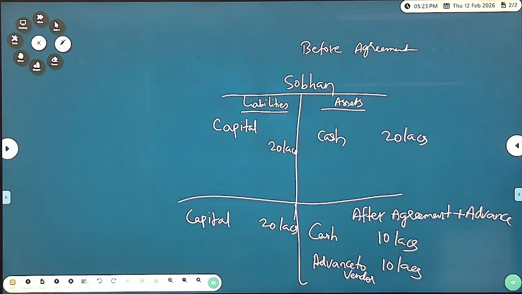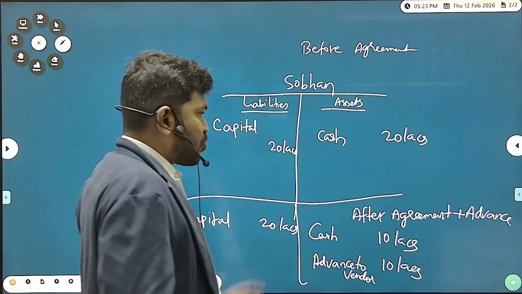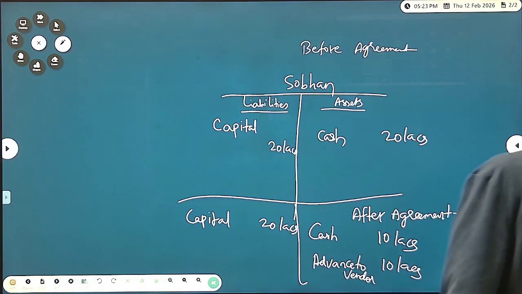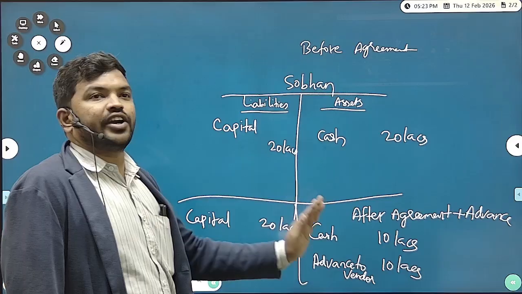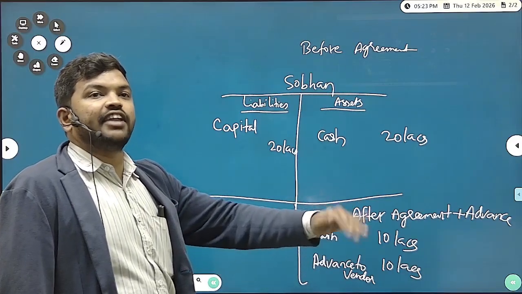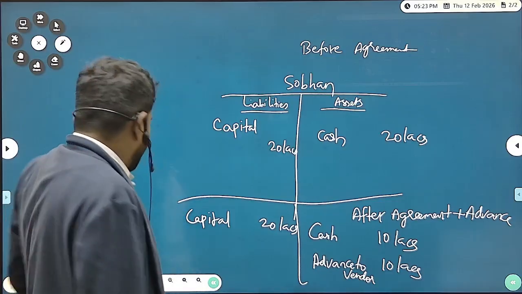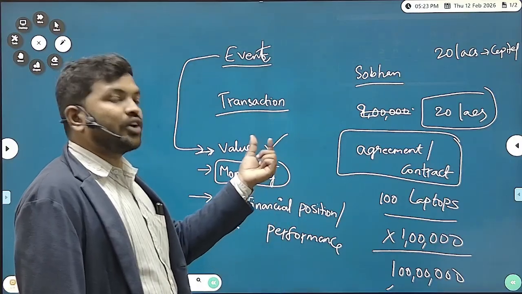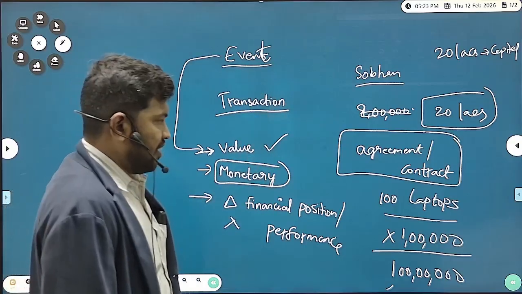Any doubts? I should see the thumbs up button from all the persons, then only I proceed. Okay, very good. So this is the basic difference. Everything which is happening in the organization is treated as an event, but not every event do we record in the books of accounts. Only transactions are qualified to be recorded in the books of accounts because they involve financial inflow or outflow. It should be in financial terms. These are the prerequisites. Simple statement to conclude: all events are not transactions, but every transaction is an event. Okay, clear?